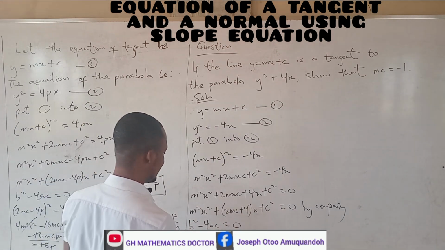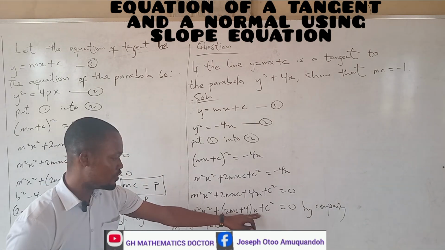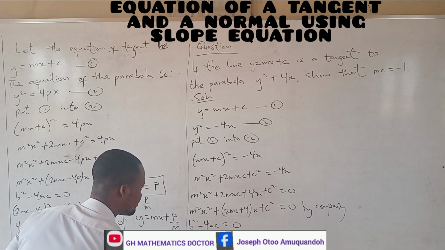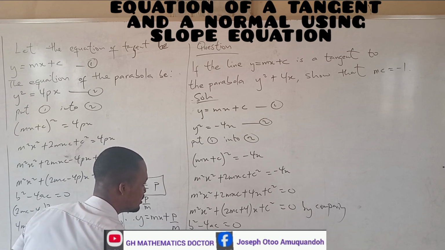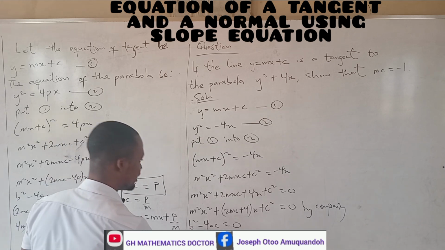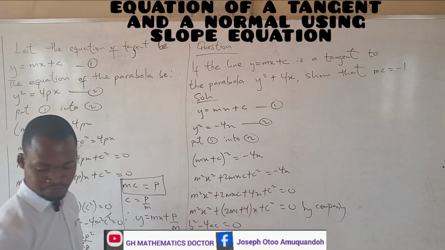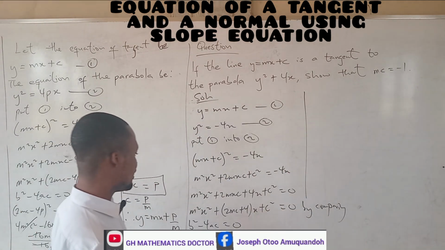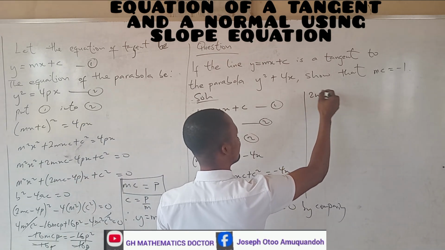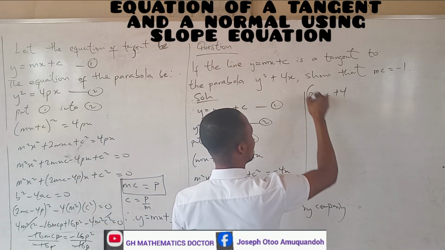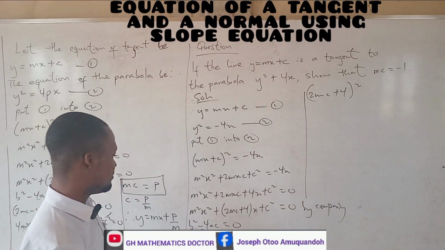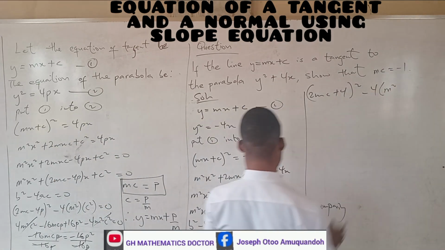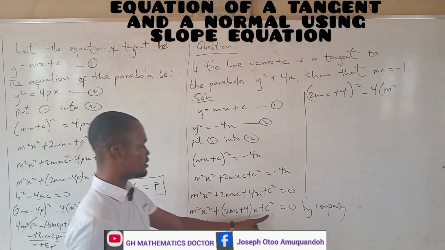Then we substitute what we have here. The b is the coefficient of x, the a is the coefficient of x squared, and there is our constant. So over here we have (2mc plus 4) squared, then minus 4a, and the a is m squared, then multiplying c, and c is c squared.